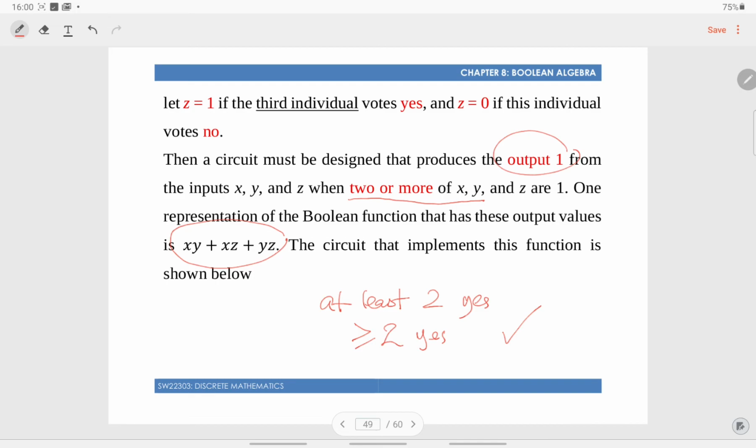Okay, so after you come out with the Boolean expression, the next task is to draw the circuit. So we have the expression, and then the next task is to draw the circuit. So how many inputs? We have 3, x, y, and z. How many operations? We have Boolean sum and also Boolean products. Is any inverter required? No, it is not required because there is no complement. So we have the AND gate and OR gate.